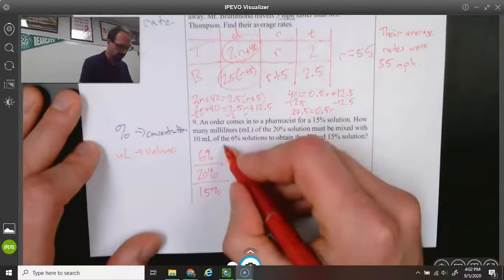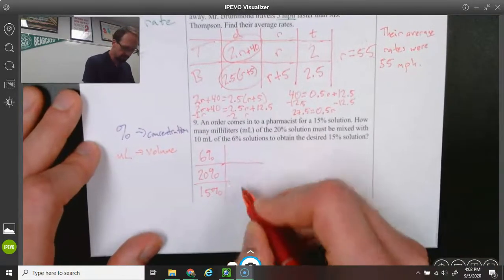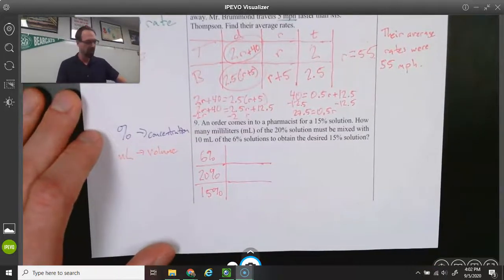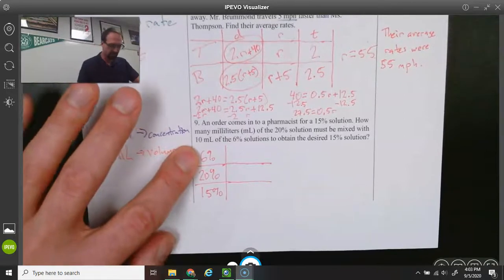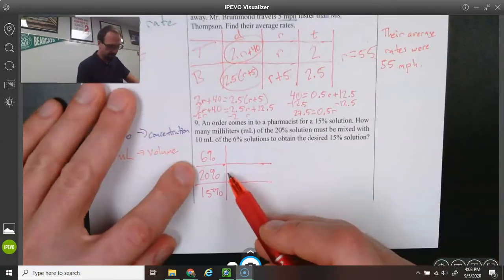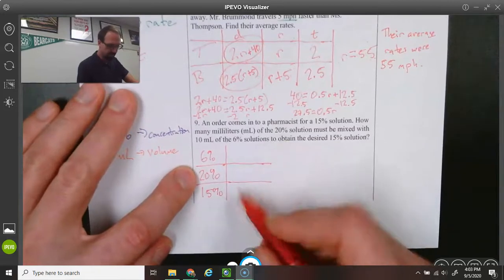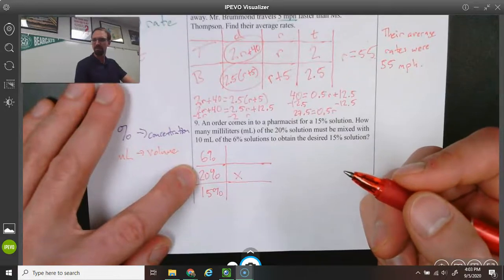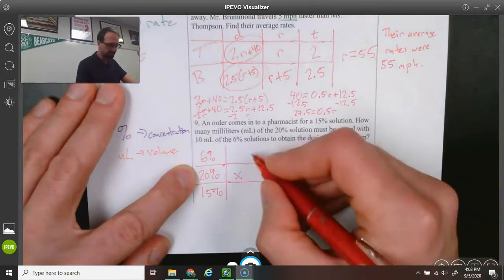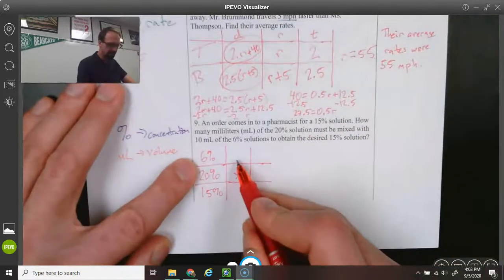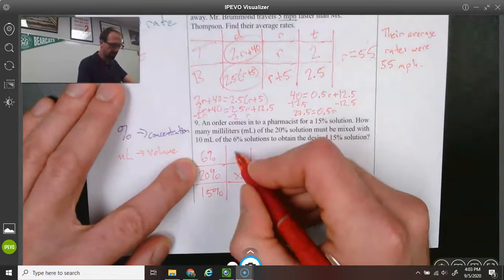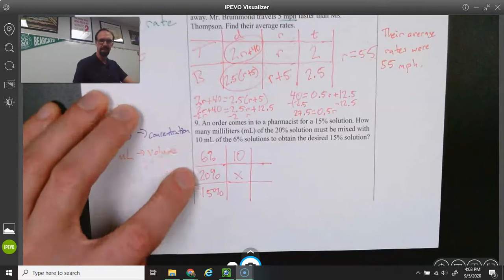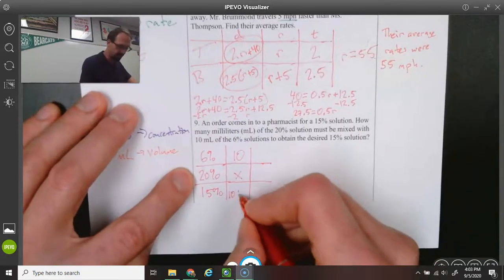One of the values that I know also is that we're trying to mix the concentration amount. We'll call that X. X is our value of concentration. And we know that we have 10 milliliters of the 6% amount. And then to get the 15%, I'm going to be adding in this 10 plus X.